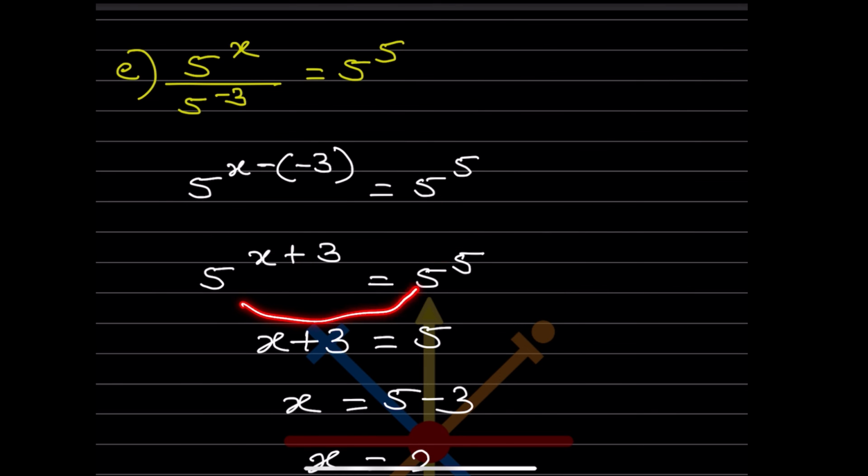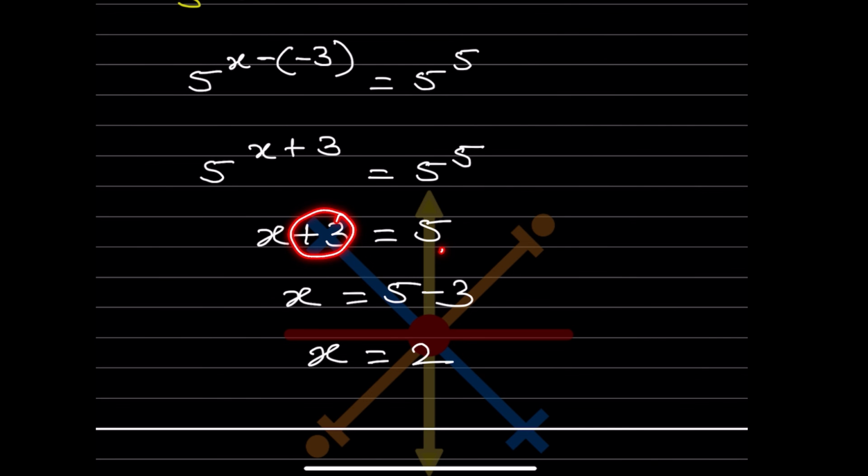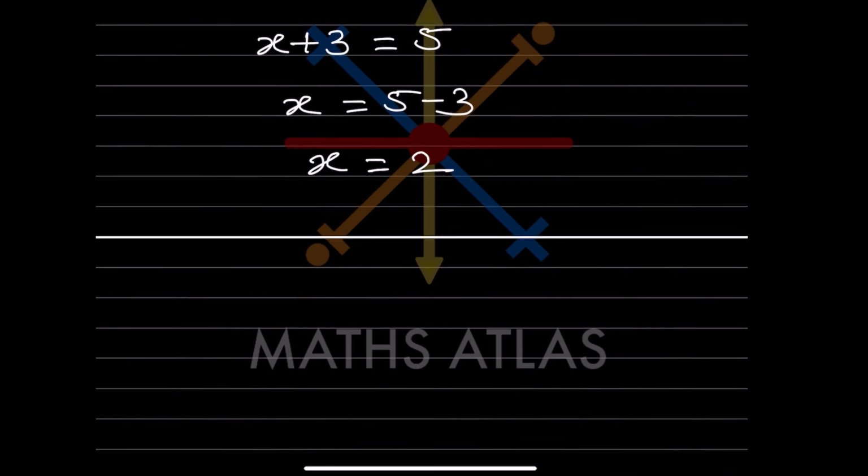So now the bases are the same, means the exponent should be the same. So ignore the bases. So x plus 3 is equal to 5. So x is going to be 5 plus 3 goes on the other side, that is going to be minus 3. So x is 2.